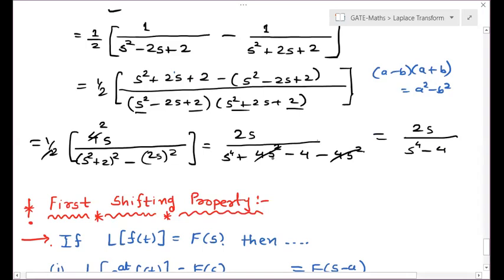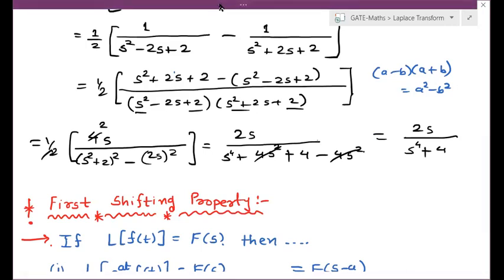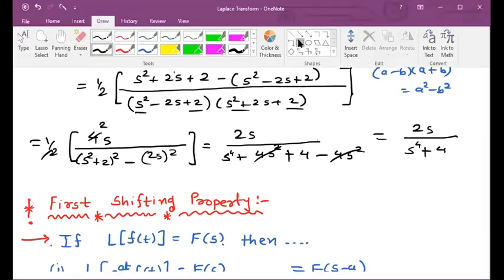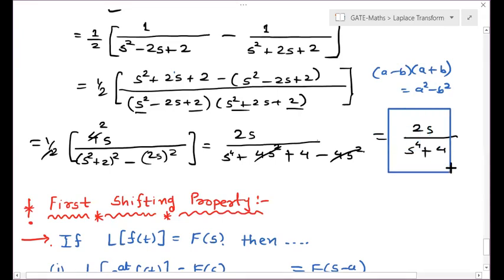Okay, and plus 4, sorry, here it will be plus 4 only, s⁴ + 4. Is it clear now? This will be your final answer: 2s divided by s⁴ + 4. So this is our first shifting property, and this is your example of the first shifting property.